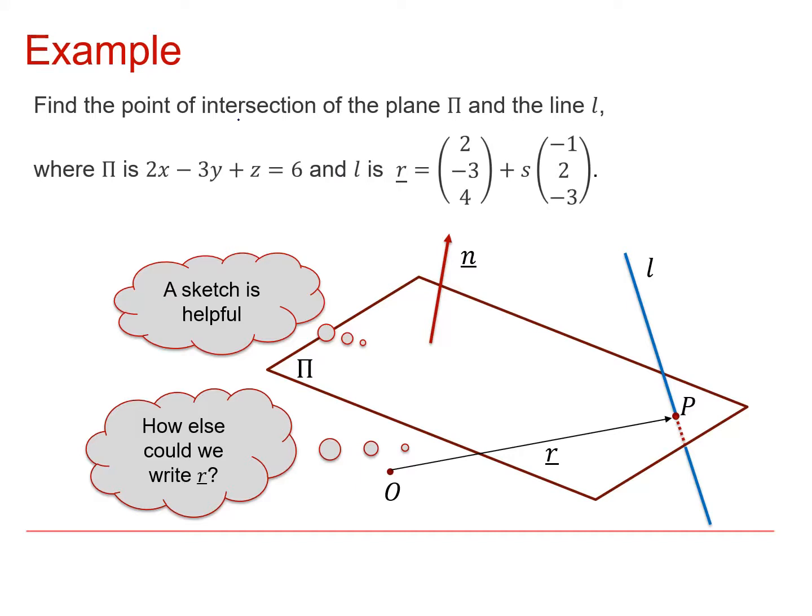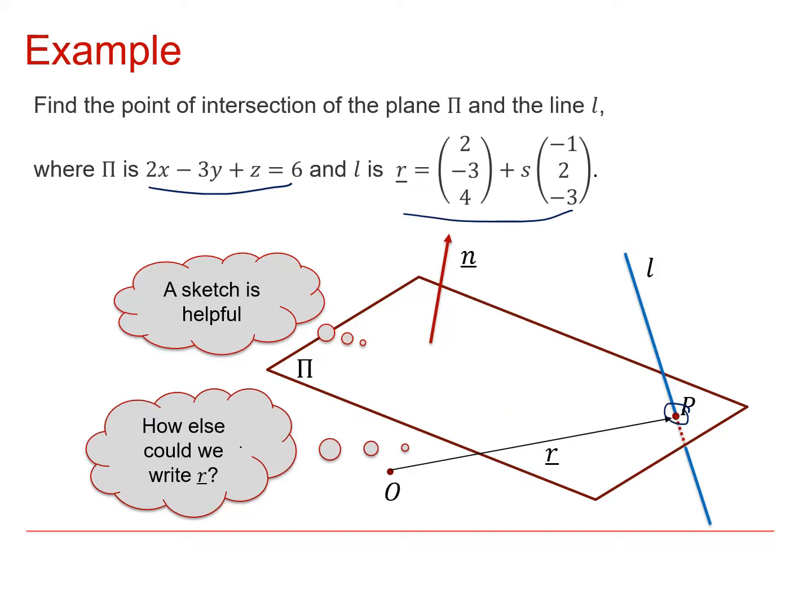Let's have a look at this example. We want to find the point of intersection of the plane pi and the line L, and here they are given to us in Cartesian form and in vector form for the line. And a sketch is always helpful to see what's going on, to just try and picture in your mind what's happening. And here's my line. I'm assuming that it looks something like that, and it intersects the plane at a particular point P.